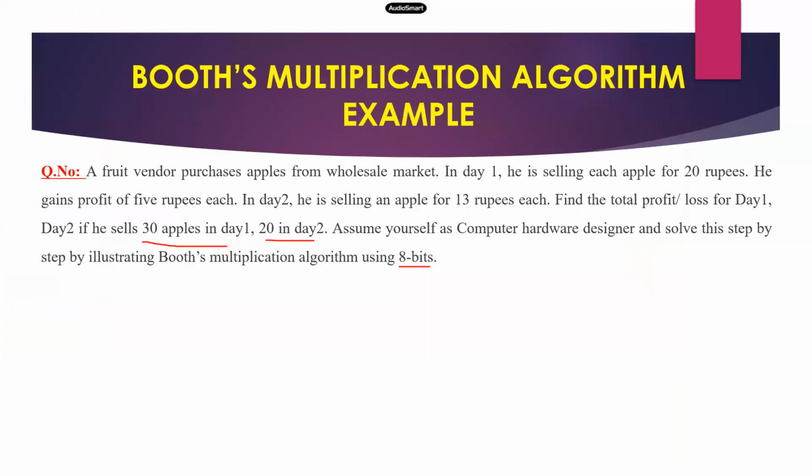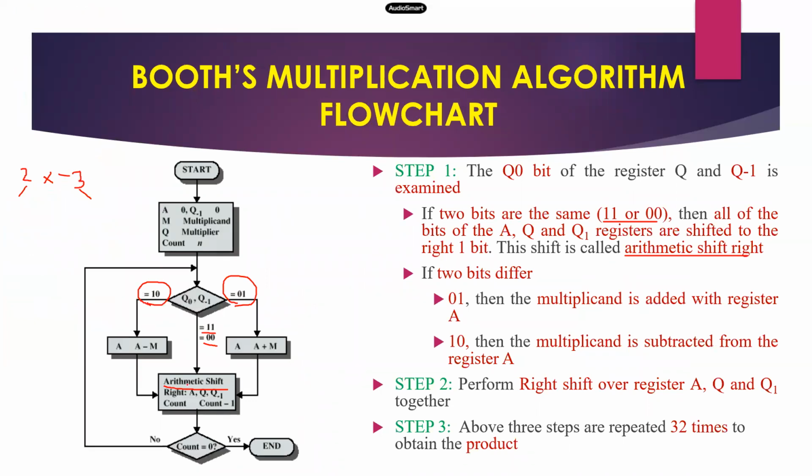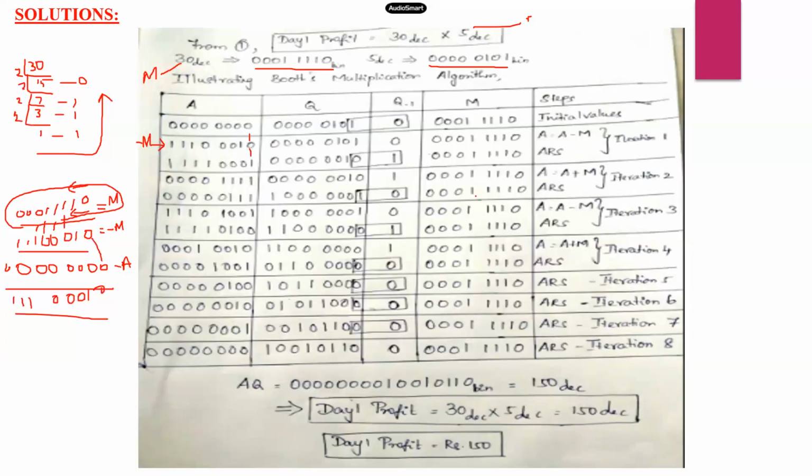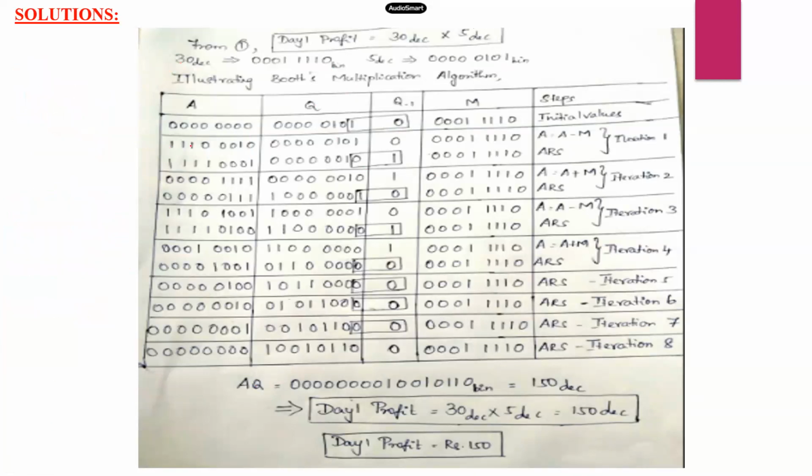Then after that, what is the step? You have to do the arithmetic shift right on A, Q, Q minus 1. So how to shift right? Listen carefully. The MSB bit of A is retained. This is the result of A equals A minus M. Now we have to do the arithmetic shift right, so you retain that bit as it is. 1 will be retained as it is.